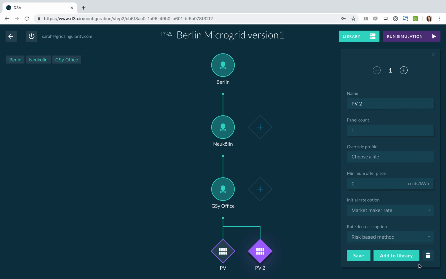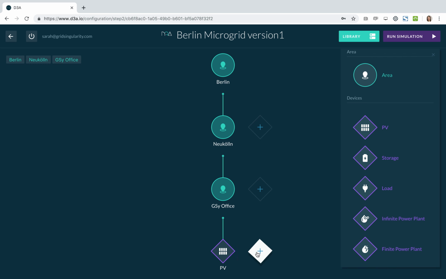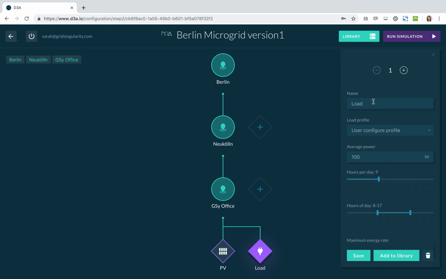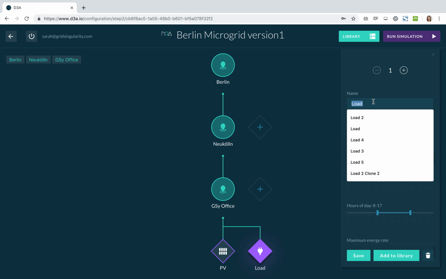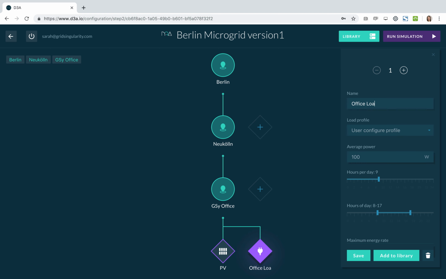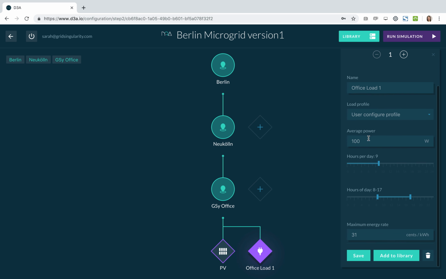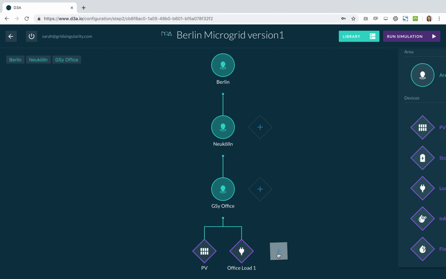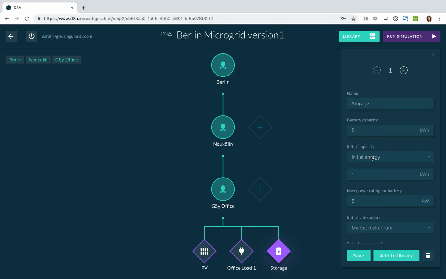and then I'll add a load to the office, and that wasn't a load. Here we go. And I can call this office load 1, for example, and I could upload a profile here, or if I just know some details about the load, like the average power, how long it's on per day, what are the hours of the day, then I can also put in that information. So I'll save that.